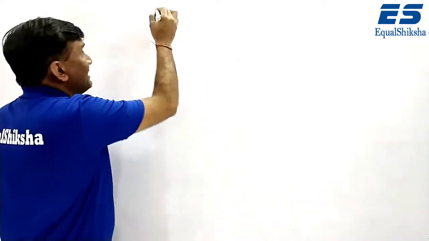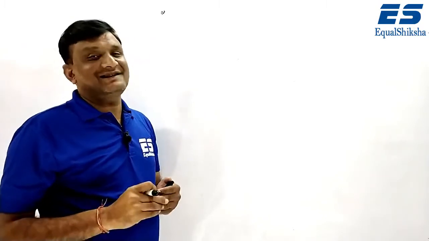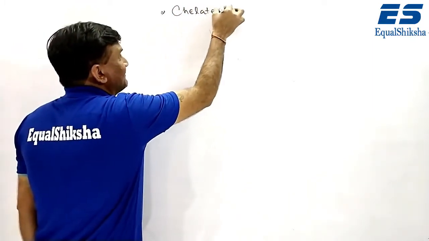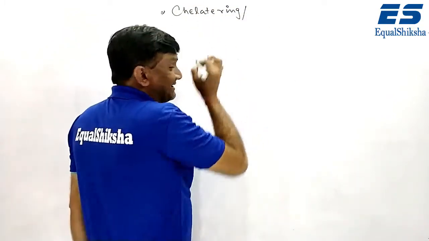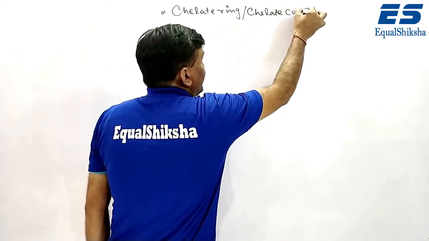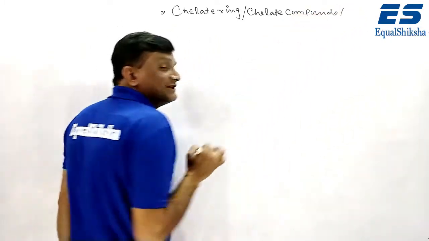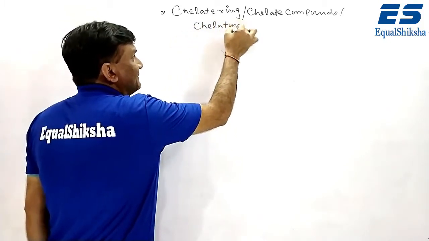Now there is an important question related to ligands. If there are bidentate ligands, tridentate ligands, tetradentate ligands, pentadentate ligands, and hexadentate ligands, then what will be a major question? What do you know about chelate ring? Or they can ask you, what do you know about chelate compounds? Or what do you know about chelating effect?